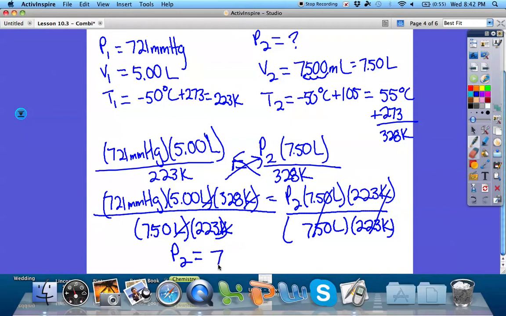And you should get 706.99 millimeters of mercury. But we have 3 sig figs throughout in our problem. So we're going to round this to 3, which is 707 millimeters of mercury.